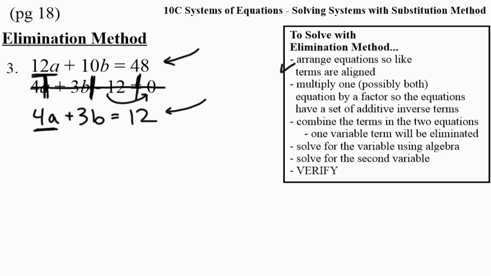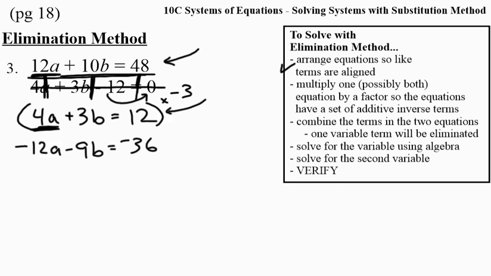12a and 4a, well, this 4 could easily be made into a 12, but I also need the additive inverse, so I'm going to multiply my second equation by -3. Because -3 times 4a is -12a, and that'll cancel with my 12a. So we would have -12a minus 9b equals -36.